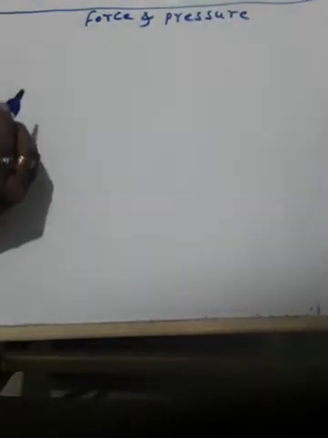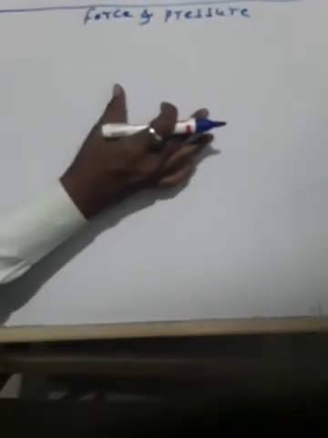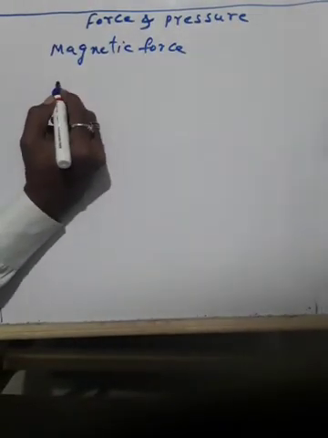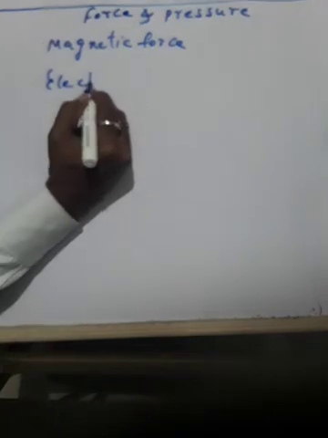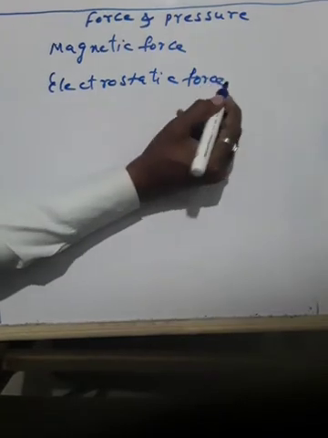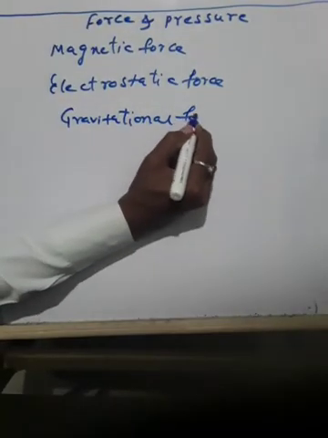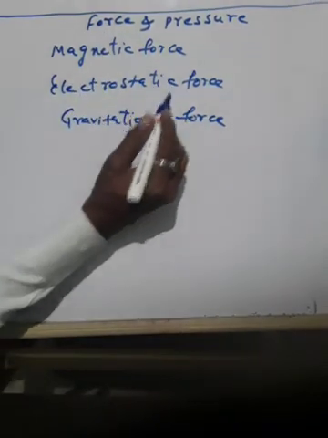Then contact force, I told you, involves two objects. But non-contact force, even though two objects are there, they exert force on each other without contact. Examples of them are magnetic force, electrostatic force, and gravitational force. So we'll discuss some examples, and it will be a little clearer for you.